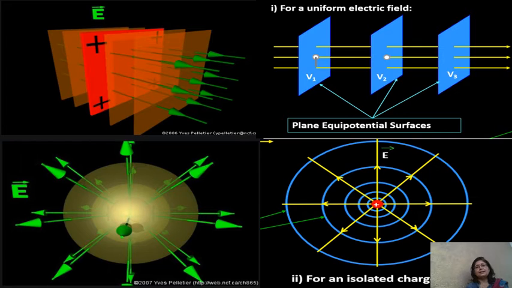Now, these are the diagrams which represent the three-dimensional figure of equipotential surfaces of a uniform electric field. You see here the electric field lines are parallel to each other, and perpendicular to the electric field there must be equipotential surfaces. So the shape of equipotential surfaces is plane. Now you see the three-dimensional picture of equipotential surfaces of a plus charge. You see here the electric field lines are radially outward from the charge, so equipotential surfaces are concentric spheres like this.